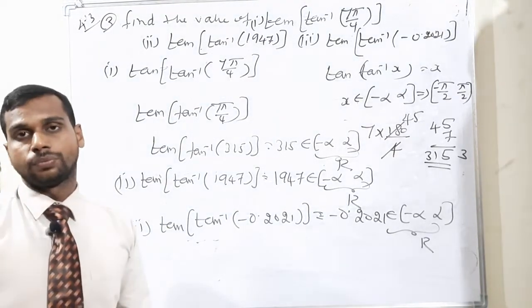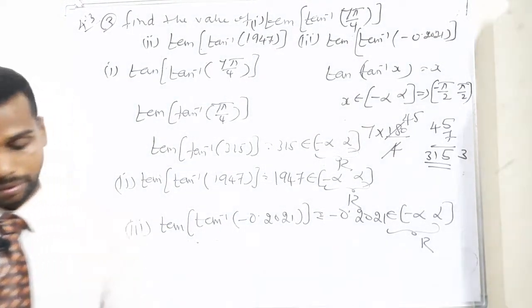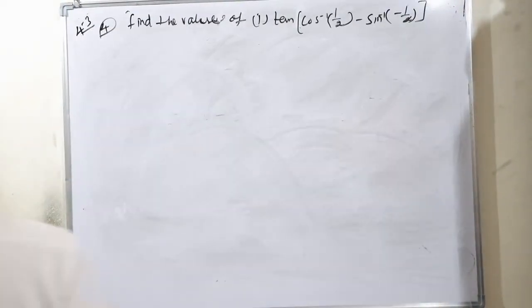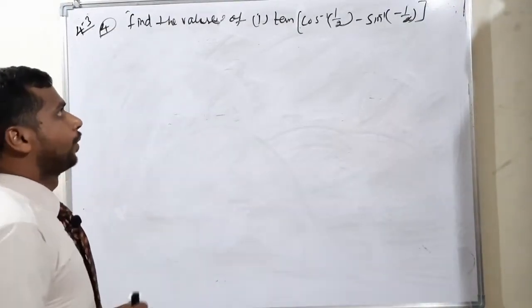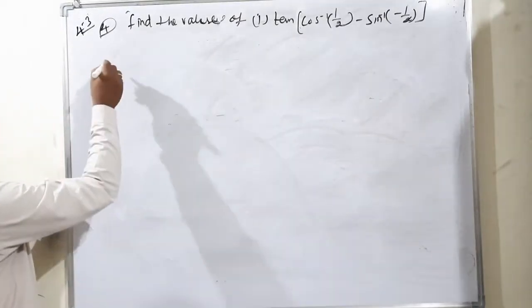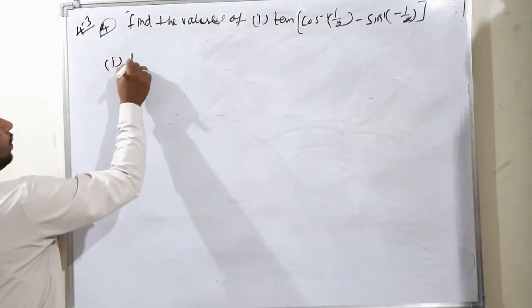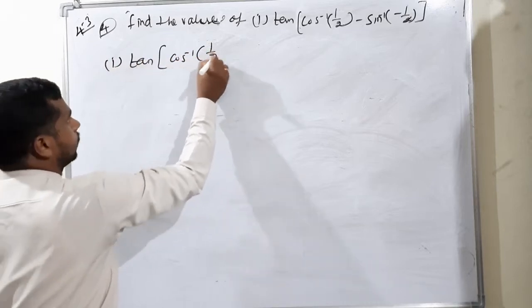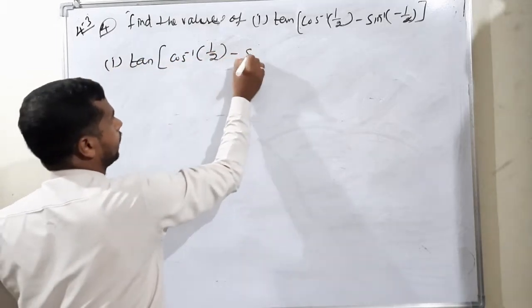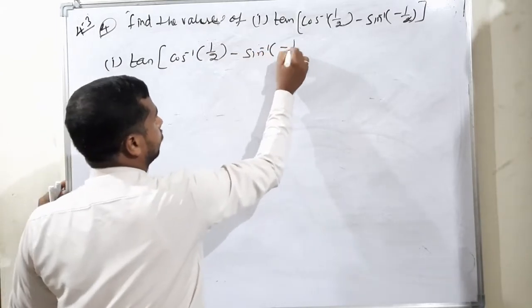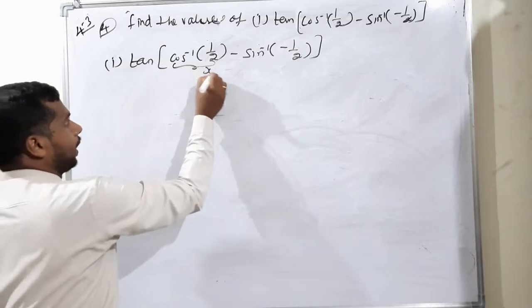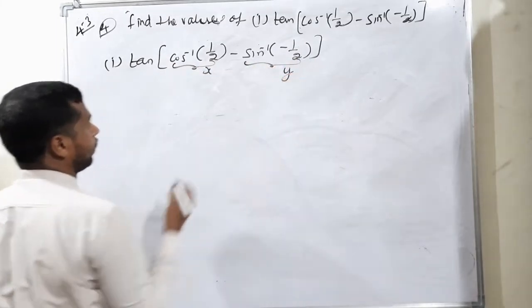I will continue with one of the questions from exercise 4.3. Moving to exercise 4.3, question number 4, subdivision 1: tan of cos inverse 1 by 2 minus sin inverse of minus 1 by 2. This is considered for x, this is considered for y.